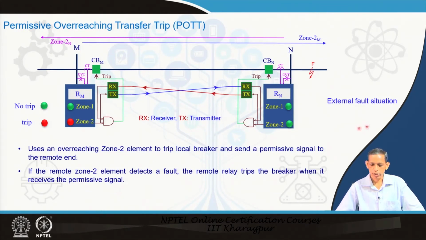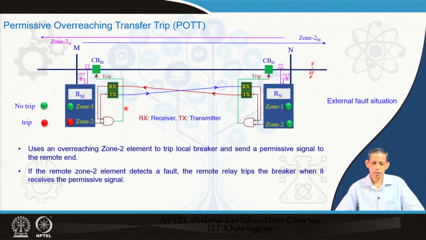Now, for an external fault, if we see here, what happens for this permissive overreach transfer trip scheme? For this external fault, this side will see it in zone 2, but this side will not see it in zone 2. So, what will happen here? This will not pick up, and no signal will be received from this side. So, this AND operation means no signal from this side, but the local signal is there. So, this relay will not go for the block, not go for the breaker opening. This means it is an external fault, so no breaker opening will be there.